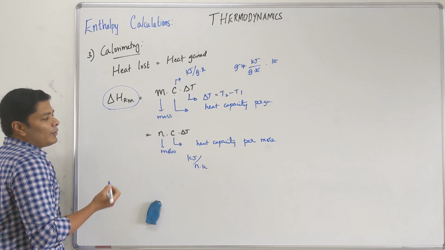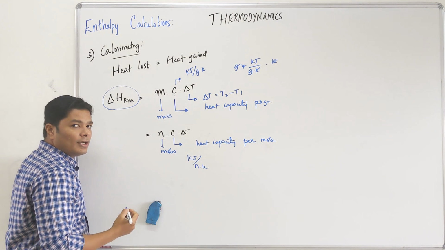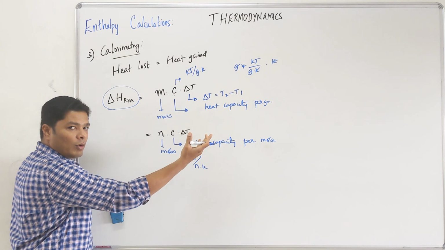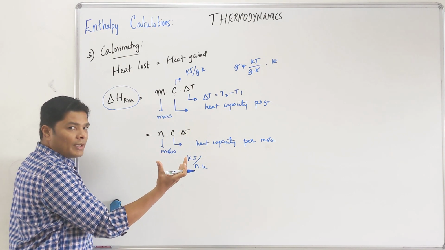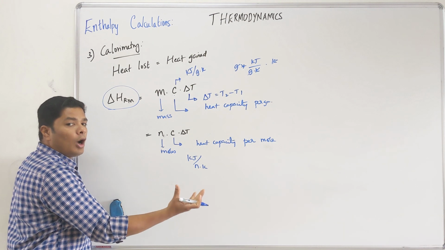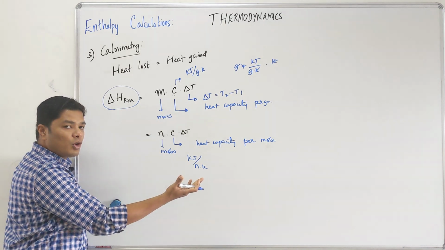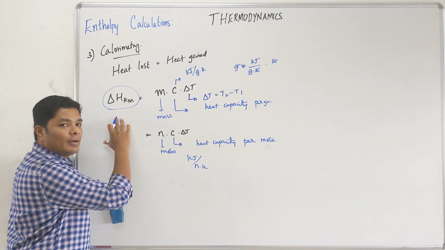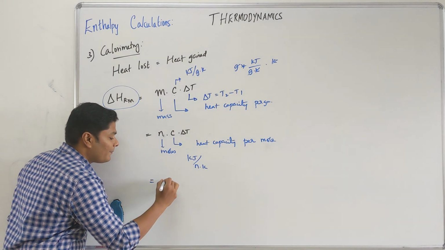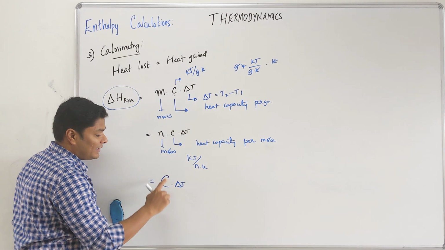Now here what you can do, if they give you the data for calorimeter and water, you can do mc delta T of calorimeter plus mc delta T of water, combine them. That's the amount of heat change for the calorimeter and water, and the opposite of that number is going to be for the system. Calorimeter is absorbing heat, this will be liberating heat. But you just calculate the mc delta T. The same formula can be written as C delta T. This is a small case c, this is upper case C.